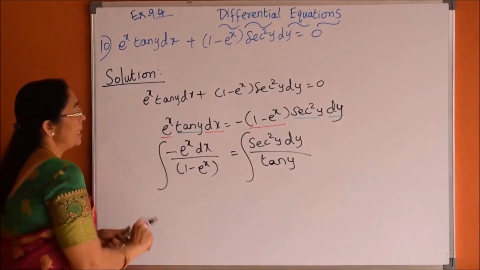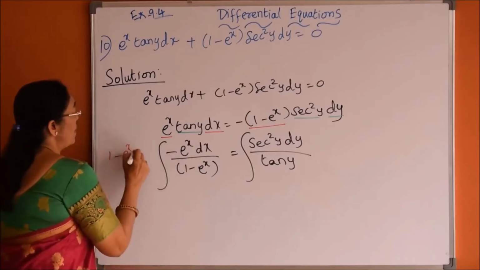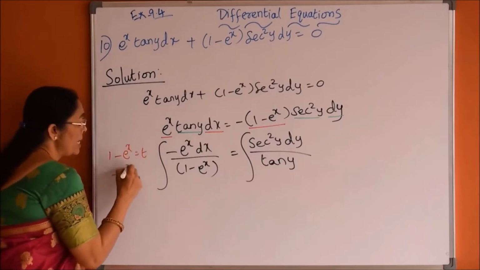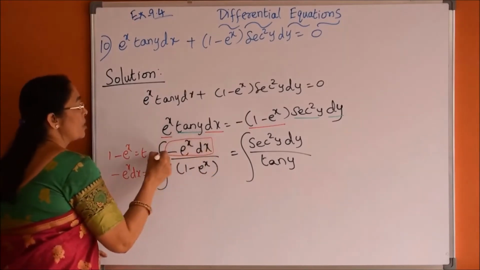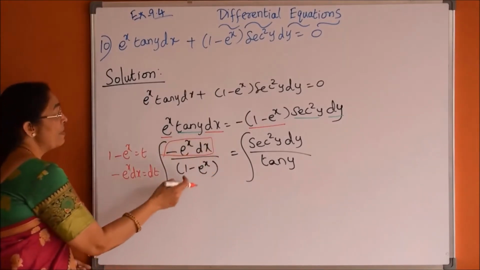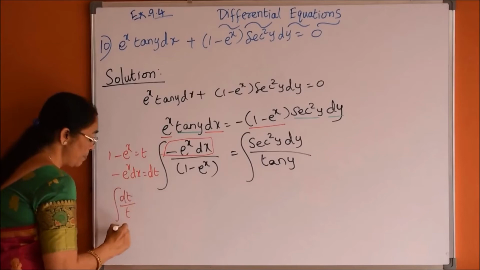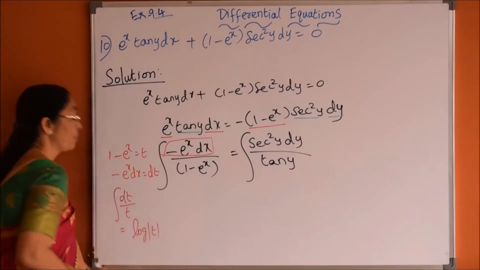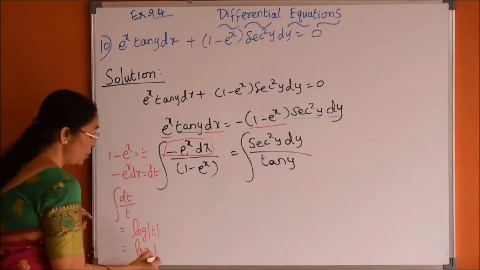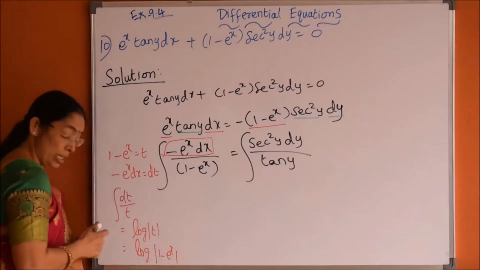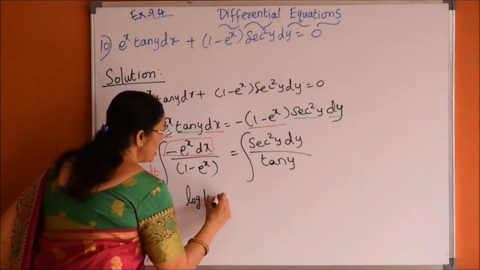Now integrating on both sides. Here the integration can go by the method of substitution. Let me substitute 1 minus e power x as t. Then we will get minus e power x dx as dt. That is, minus e power x dx is the numerator, which can be replaced by dt, and the denominator is t. So we need the integration of dt by t, which is log mod t. So this is log mod 1 minus e power x. So the left hand side integration is done.